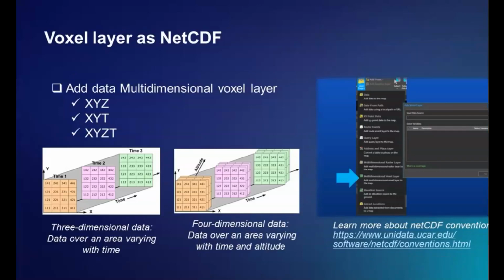In ArcGIS Pro, you can use the data menu item to add the multi-dimensional voxel layer to your local scene. Voxels in ArcGIS Pro support CF-compliant NetCDF datasets with XYZ, XYT, or XYZT data. You can find out more about CF conventions in the URL at the bottom of this slide.